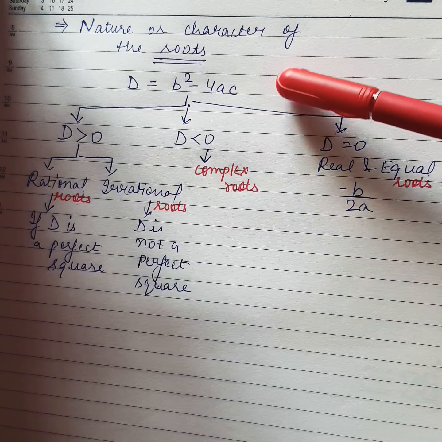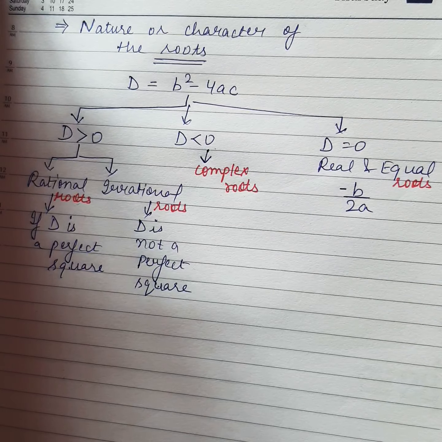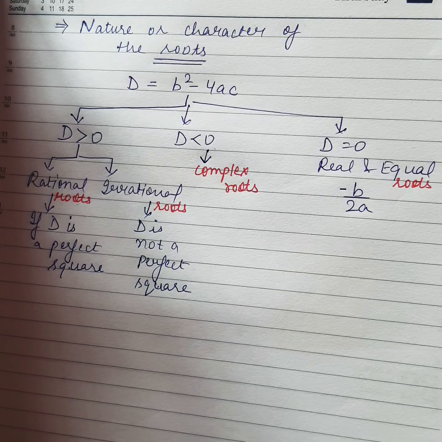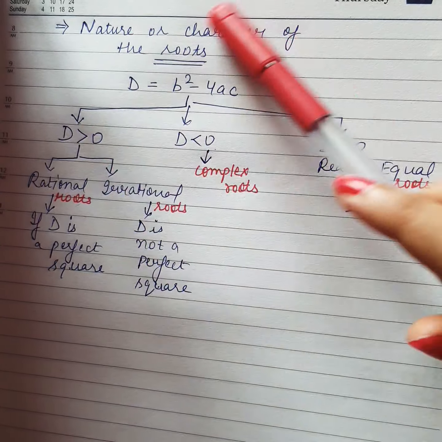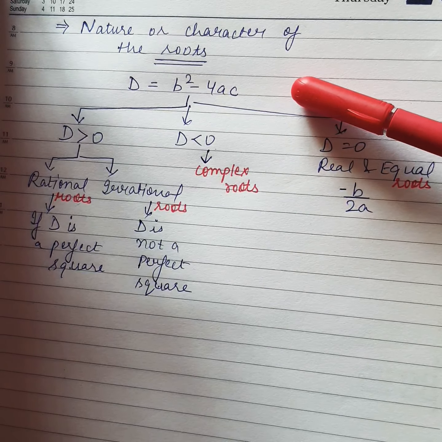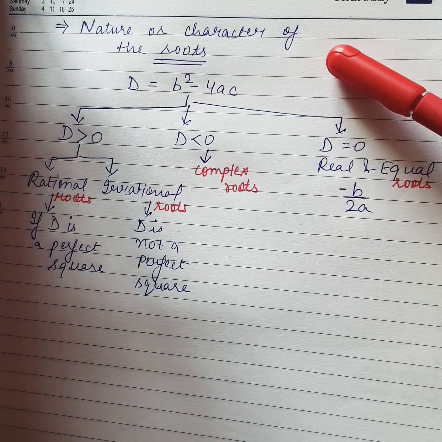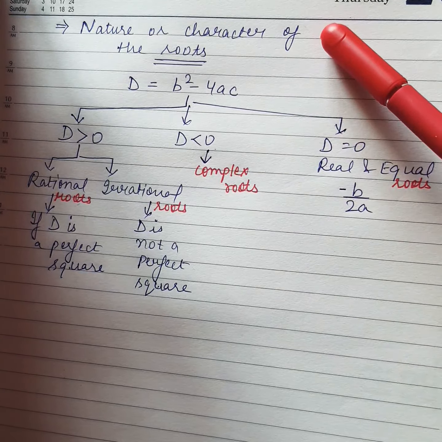Now this is the discriminant, b square minus 4ac. To check the nature of the roots, that means to check whether the roots are positive, negative, rational, irrational, whether the roots are going to be equal, whether the answers will be integers or not, we will check from this formula. So we will calculate the discriminant D. We will not find the roots by actual calculation, we will only find the discriminant.